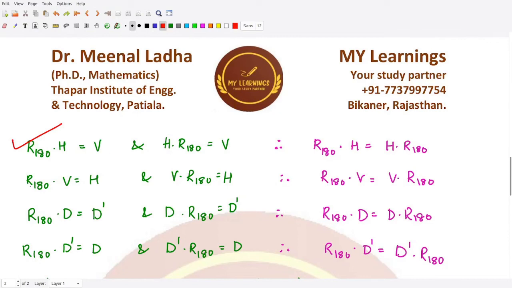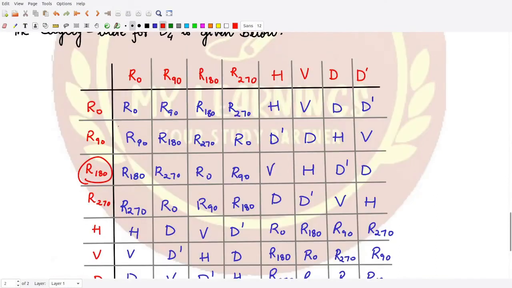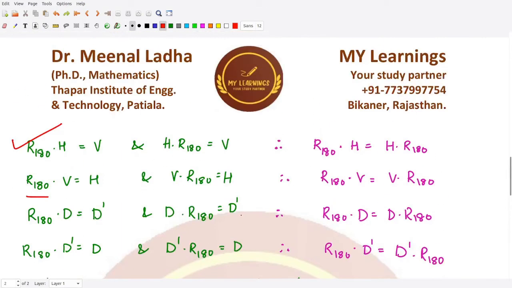Next, let us see the commutativity of R180 with V. R180 is here and V is here, so the answer is H. And what about the commutativity of V, that is, V composition with R180? It is also equal to H. So you see both of them are equal to each other. So therefore commutativity exists in this case as well, right?